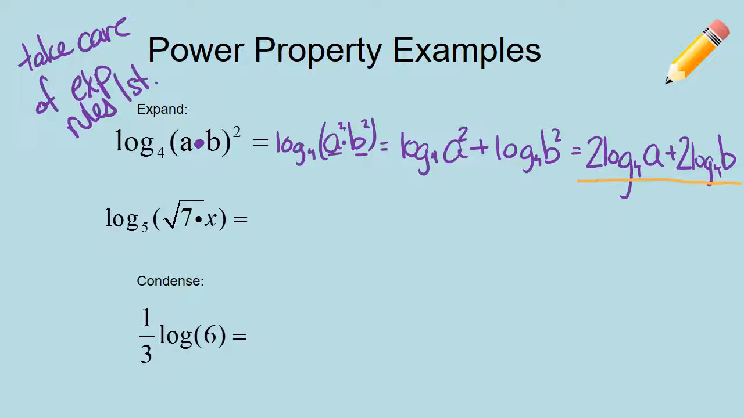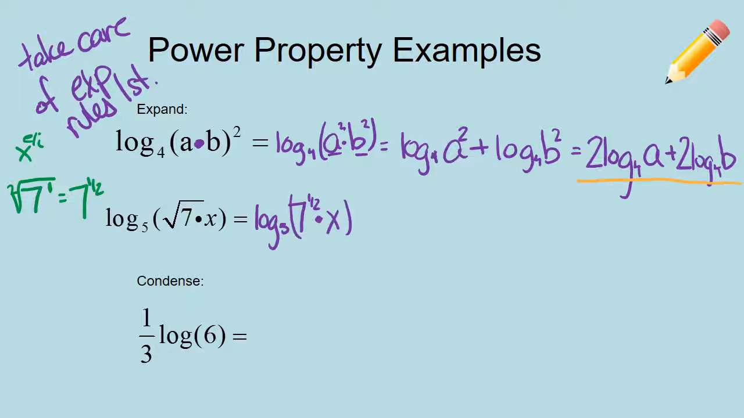Ooh, here we have to take care of exponent rules first. What I mean by that is I have square root of 7. We have to remember our rule of e over i, the little shortcut we created. Meaning my exponent on that 7 is 1. The index, because it's a square root, is 2. So this is the same as saying 7 to the 1/2. If I was to rewrite that just so I can see that a little clearer, I would have log base 5, 7 to the 1/2 times x.